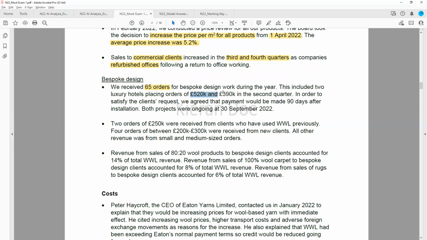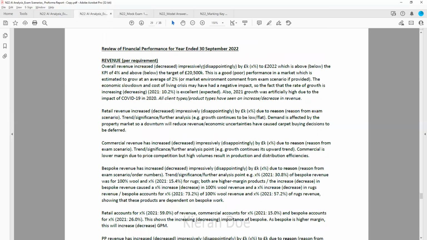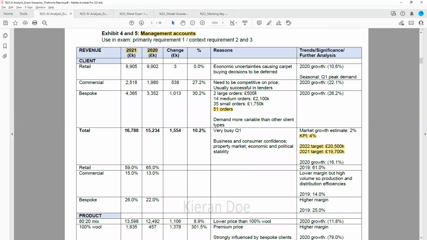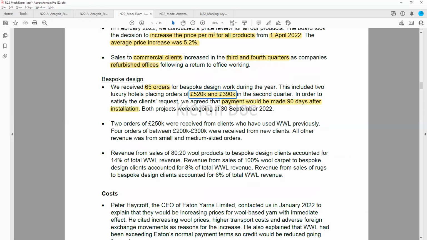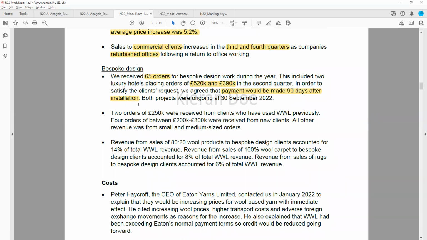2 luxury hotels placing orders of this in the second quarter. To satisfy the client's request, we agreed that payment would be made 90 days after installation. So these are very large orders and larger than previous orders. So that again will be a reason why bespoke's gone up, but that would obviously have an impact on cash, extending those credit terms. So 2 orders of 250K were received from clients who had used them previously. So we're told more information about the orders.